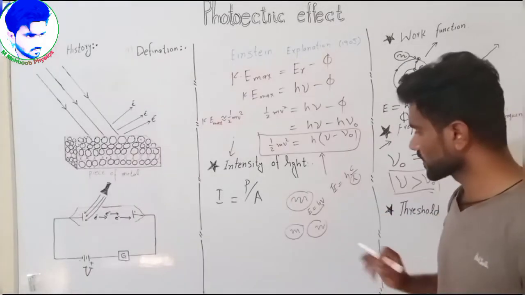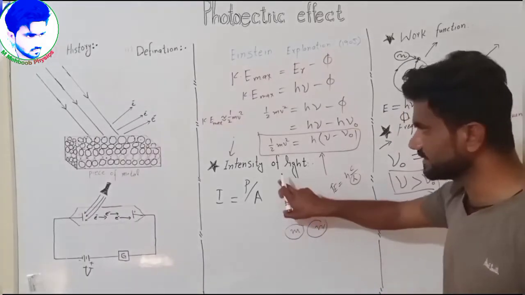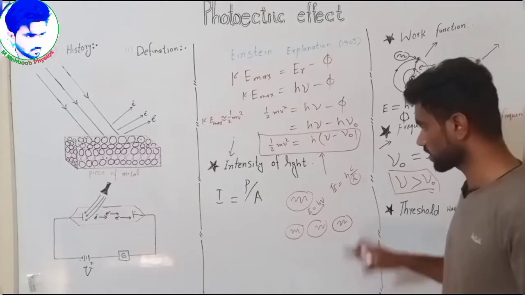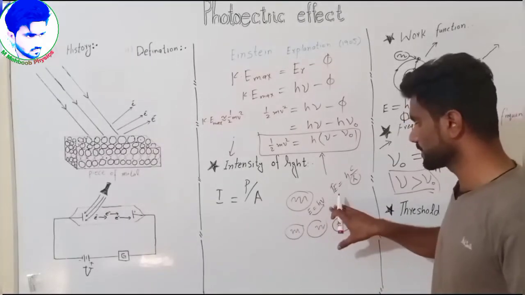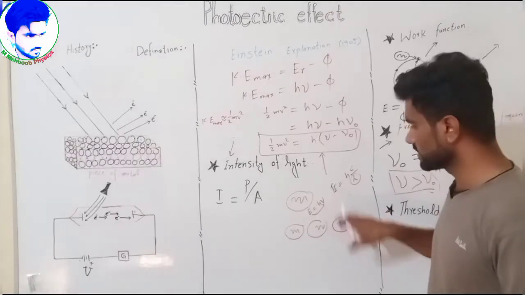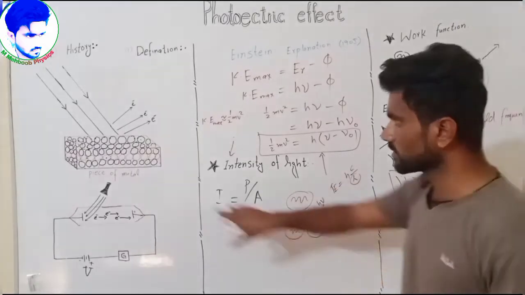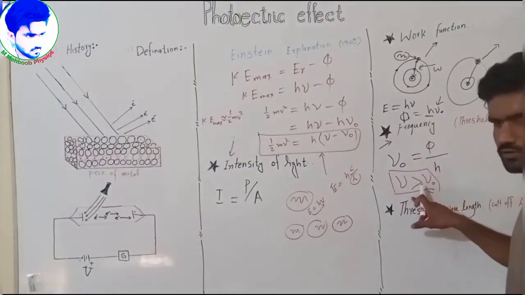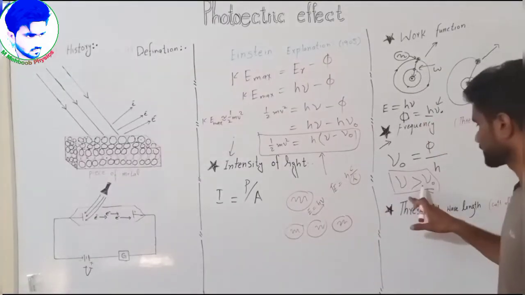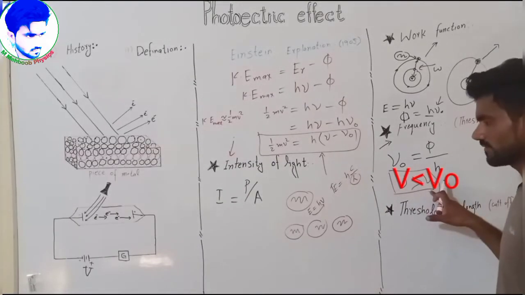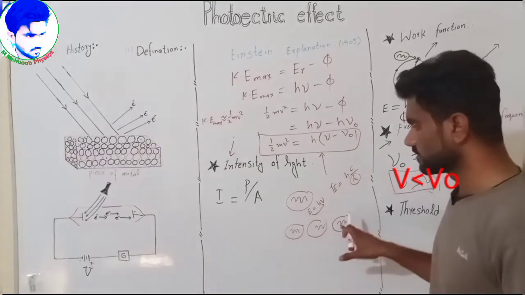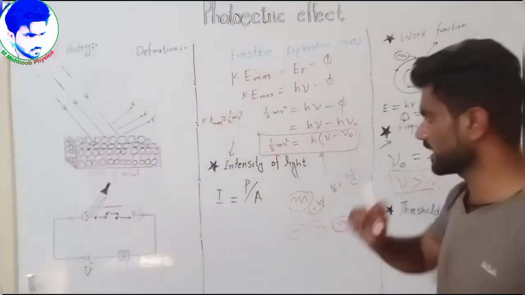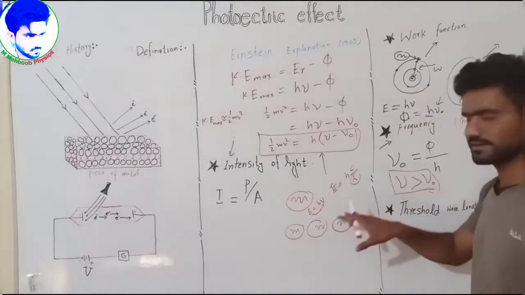of the incident light. When we only increase the intensity of the light, the number of photons increases, no doubt, but their energy will remain the same. And when their energy remains the same, if the frequency is lower than the threshold value, then by increasing the intensity, the energy of each photon will remain the same, and we will not be able to produce the photoelectric effect by only increasing the intensity.